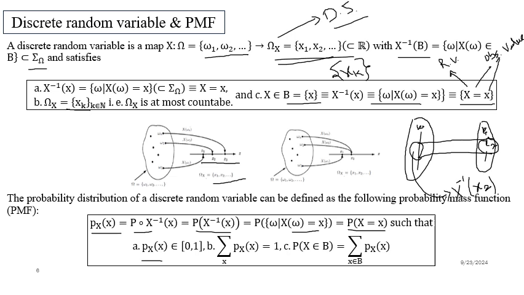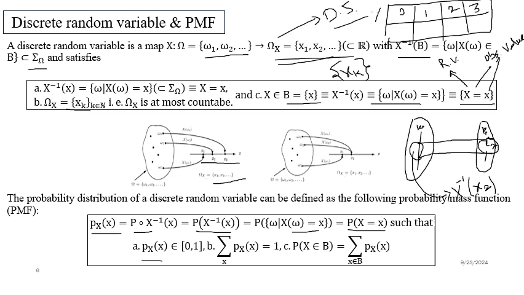In one example, tossing 3 coins, you had already seen the probability distribution. If you recall, what numbers had you seen? 0 in tossing 3 coins, 1, 2, 3. What was the probability?